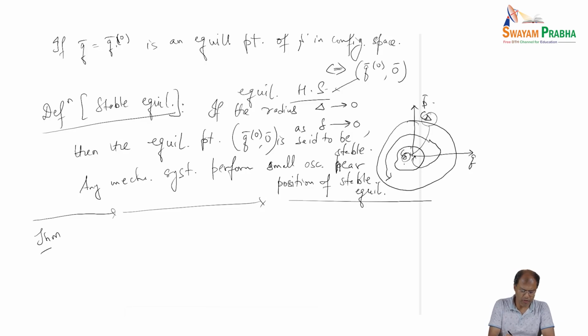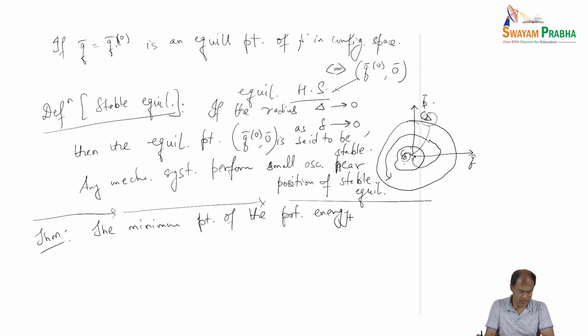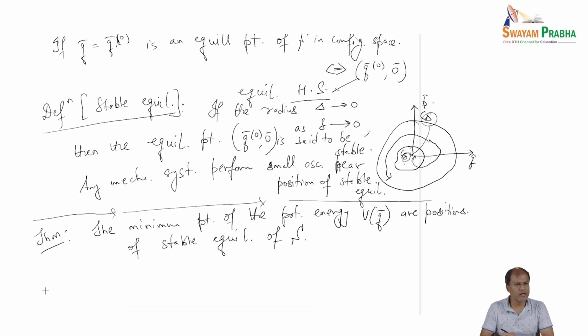The statement is in the form of a theorem: the minimum points of the potential energy V of Q are positions of stable equilibrium of the system S. Okay, so we can quickly see the proof of this result.